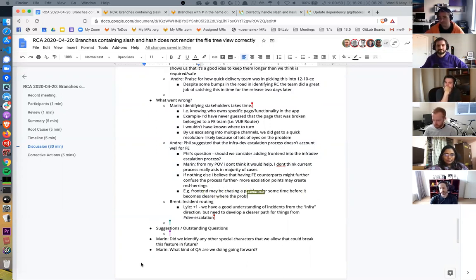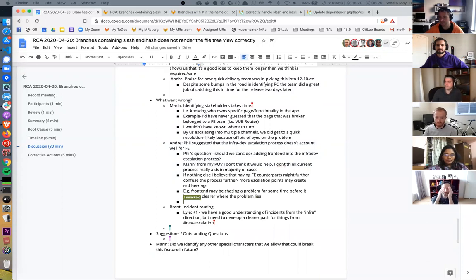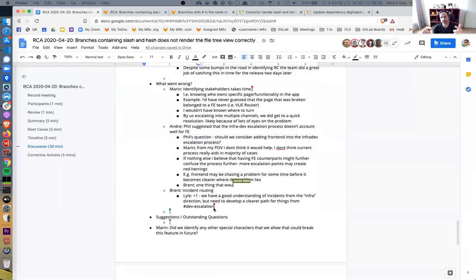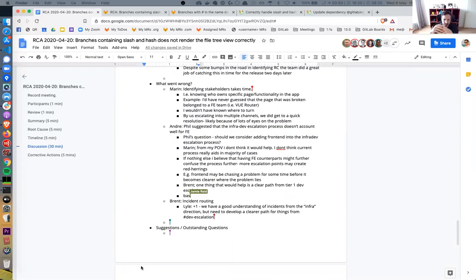Yeah. So I'm not going to do a deep dive into dev escalation, but I think one of the things that would help is having a clear path to escalate from that tier 1 dev escalation support. We have the development engineer on call in 4-hour shifts, but where we sort of run out of gas is when we need to find a domain expert.